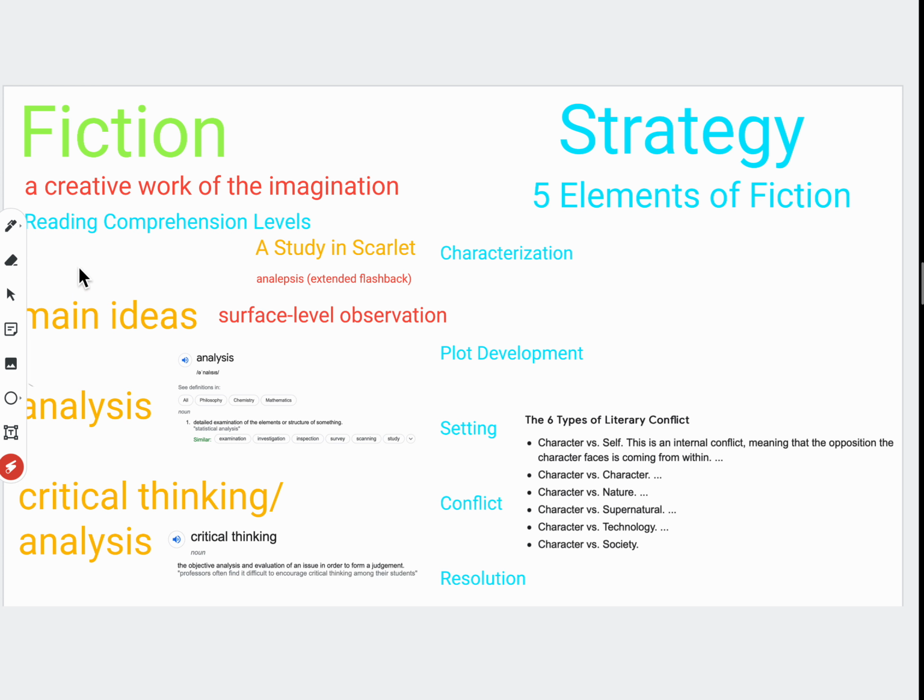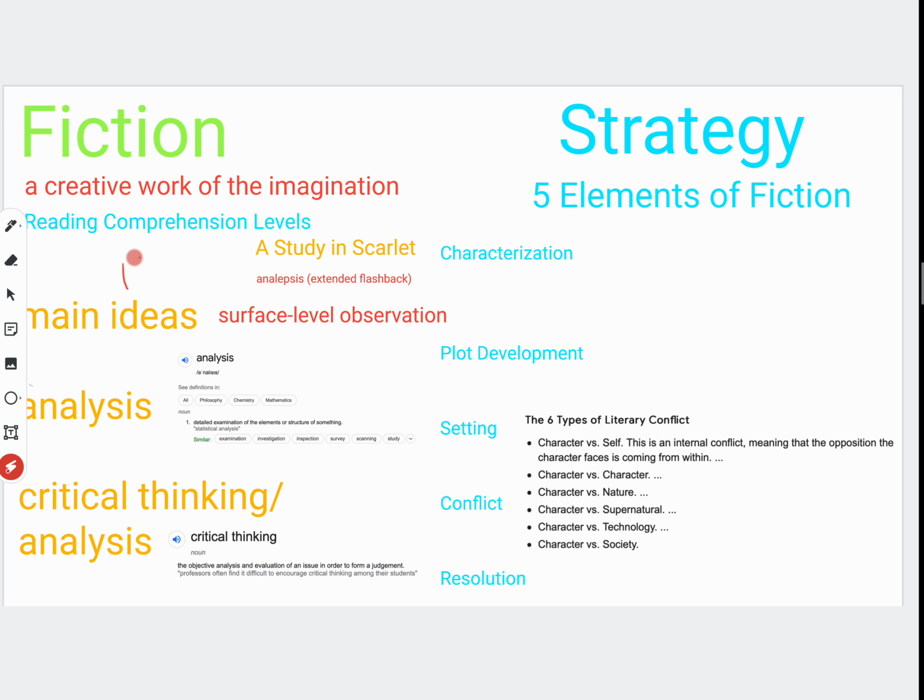So in order to understand level 1 of reading comprehension, main ideas, using or reading fictional literature under the genre of fiction, which is the creative work of the imagination, we need to be taking notes on certain aspects such as characterization, all of the details we find out about minor and major characters, the events of the story or the plot development where those characters find themselves, the setting, conflicts. These can be internal or external, such as character versus self or character versus character, and then the subsequent resolutions that arise from these conflicts.